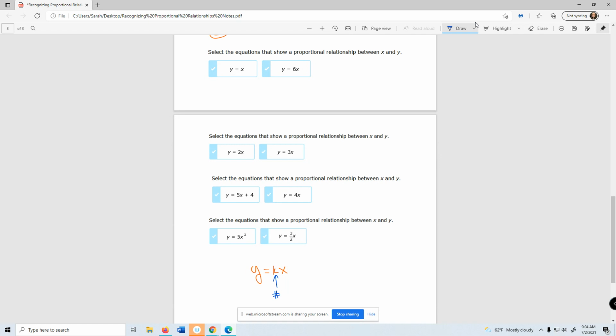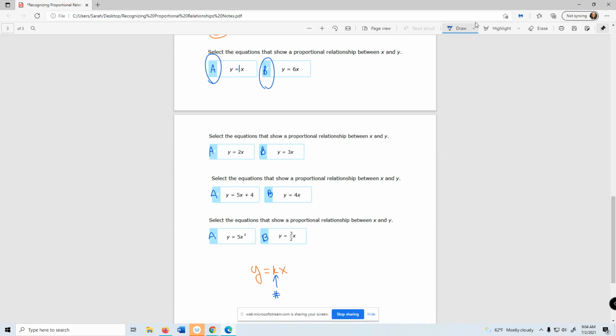So I'm going to call these equation A and B. I'm going to go ahead and label all of them before I get carried away here. For this first set, equation A is y equals x, which is the same as y equals 1x. Equation B is y equals 6x. Both of those are in that form of y equals something times x. Nothing added or subtracted at the end of the equation, no exponents or anything else strange happening there. So both of these are proportional because they're y equals number times x.